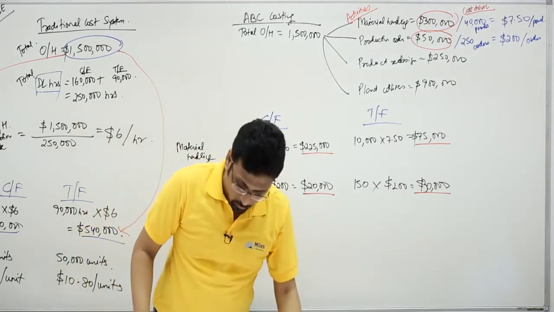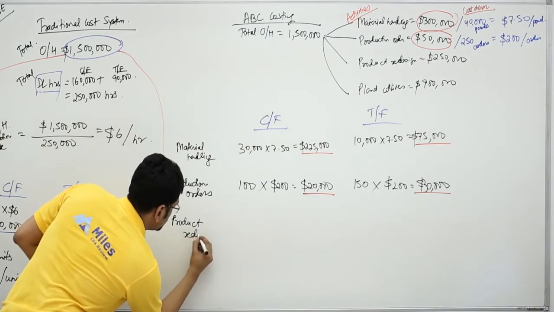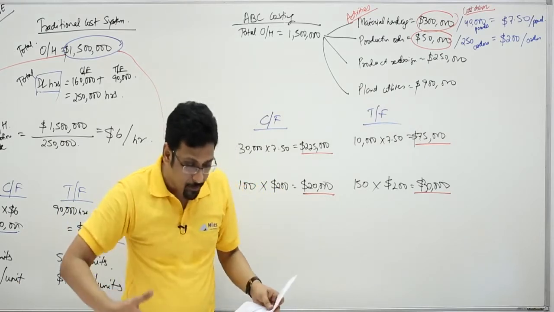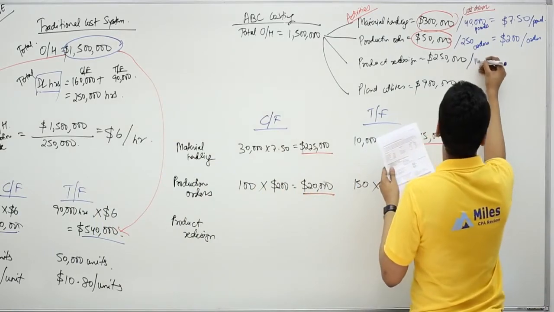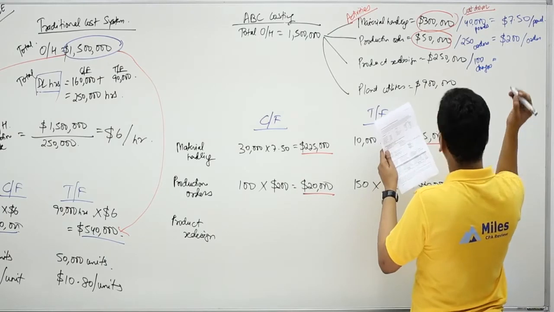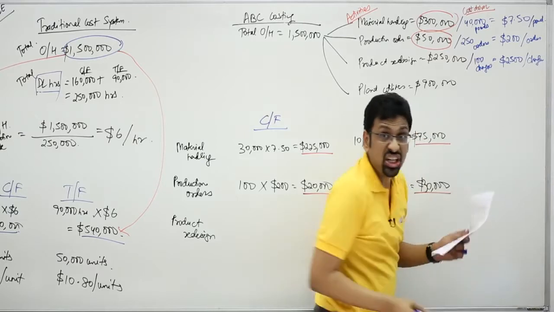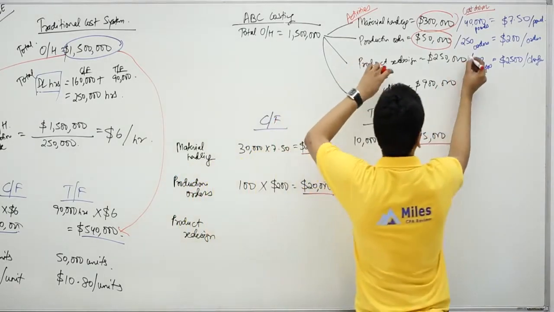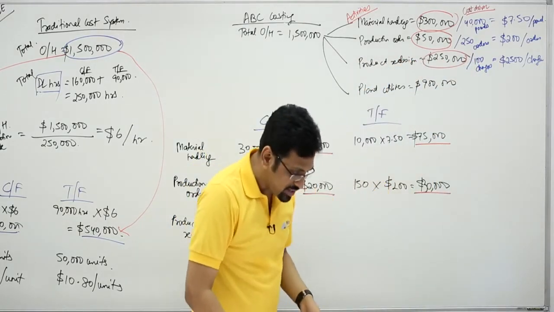Then looking at a third activity, product redesign. The right cost driver for that is the number of design changes, and there were 100 changes in design. So for every design change, we're going to allocate $2,500. That's expensive because it's an engineering design change. Engineers, very expensive. So you have $250,000 here, which will get allocated based on the number of design changes.